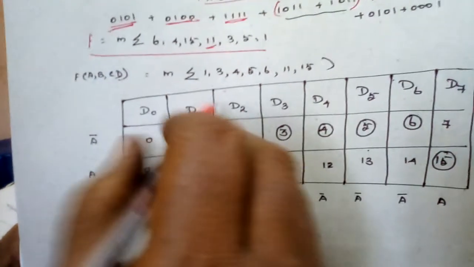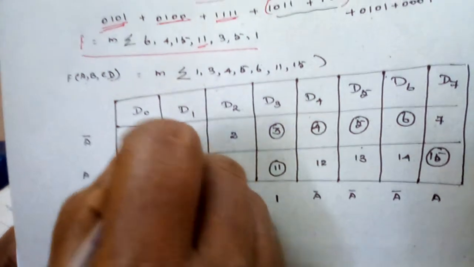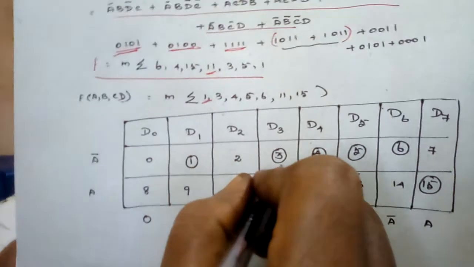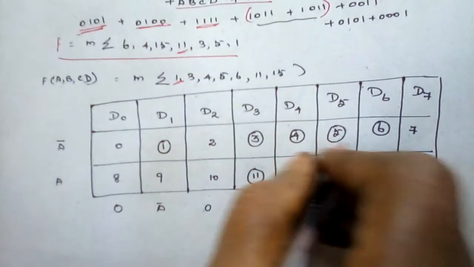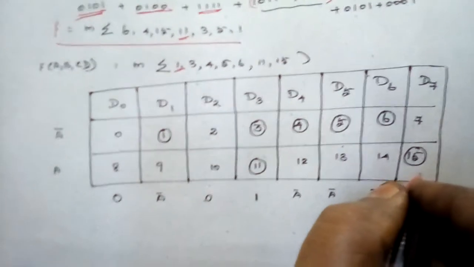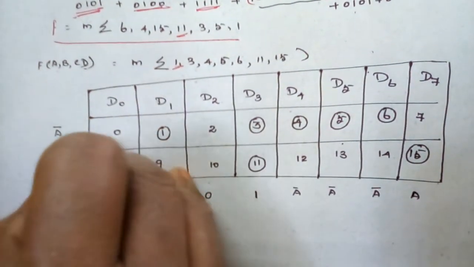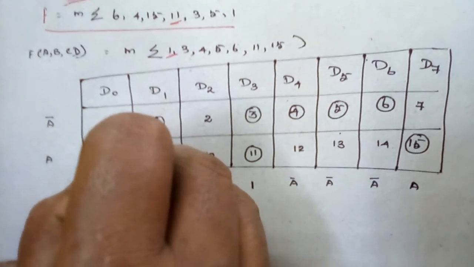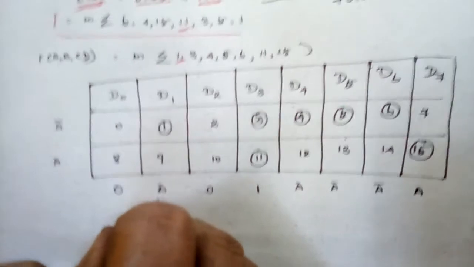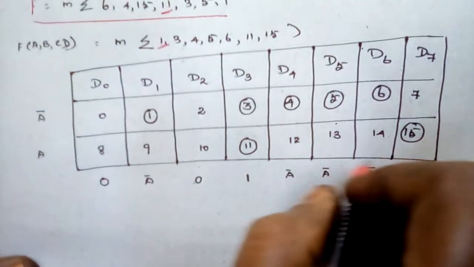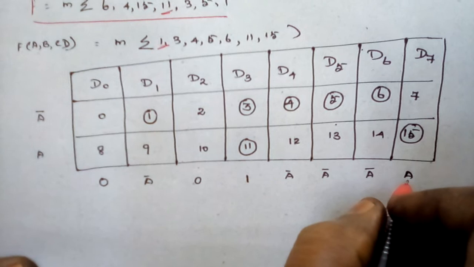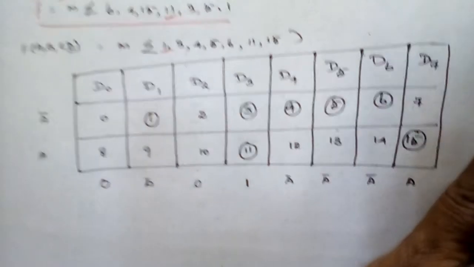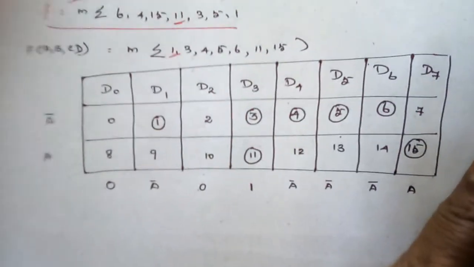Okay, here for the provided terms, I am encircling. This is the first term provided. For 1, I have encircled here. 3, it is encircled here. 4, 5, 6, 11 and 15. Once again, the same logic. If neither term is selected, consider this as 0. If any one of the terms is selected in the upper row of the implementation table, consider this as A bar, or if any one is selected in the lower row, consider this as A. So this is the implementation table for the provided logic function, right?